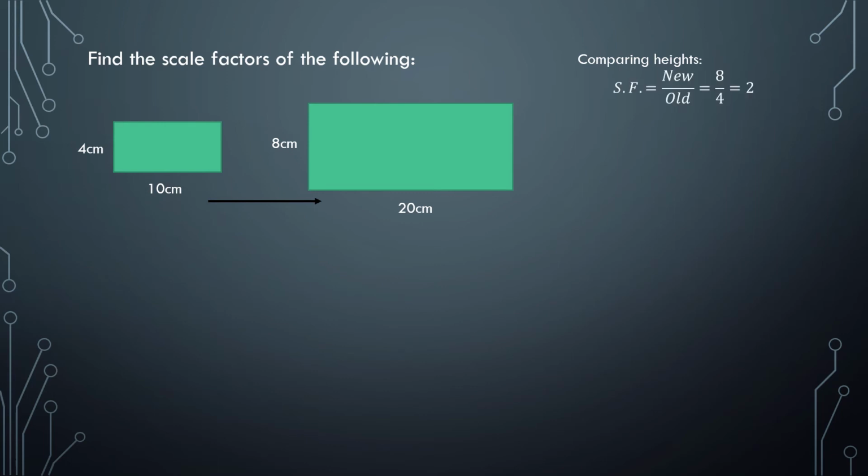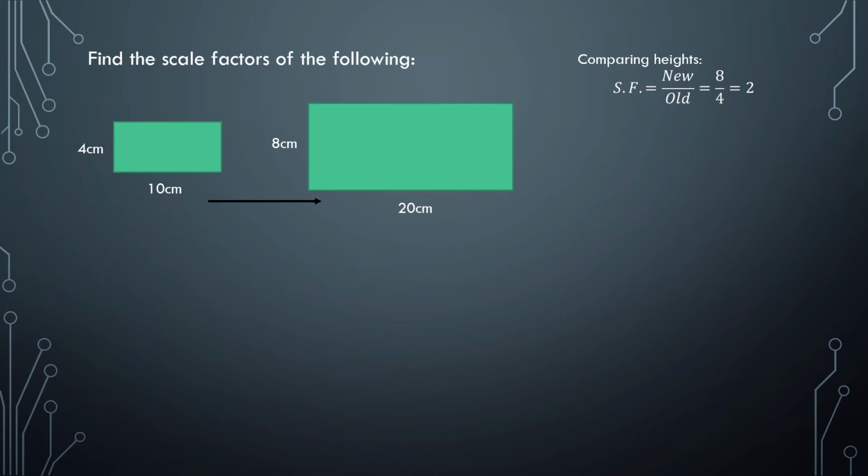So my scale factor is the new over old. I'm going from the left to the right, so my new shape is the bigger one. So the new side is 8 divided by the old one, which was 4. 8 divided by 4 gives me a scale factor of 2. So that's telling me that my new shape is twice as big as the one I started with.